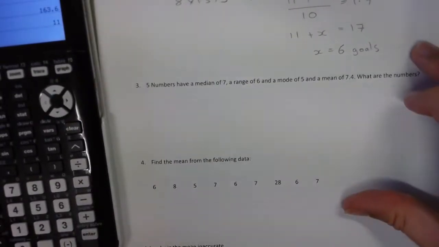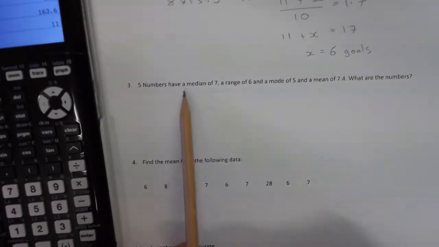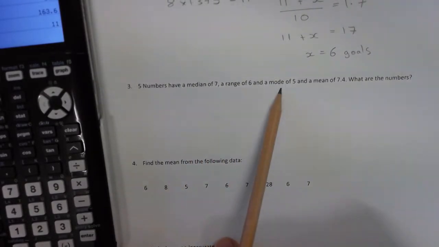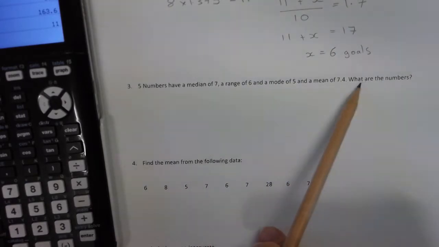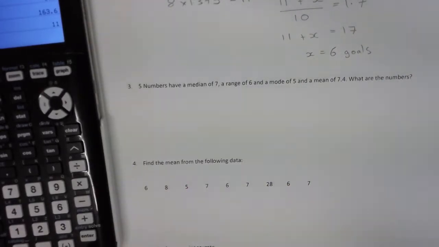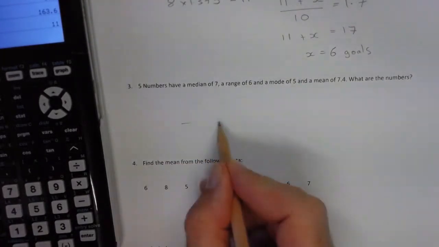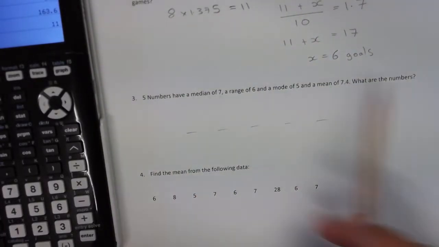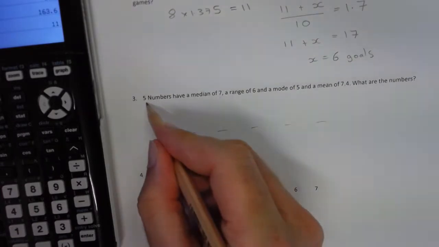Number 3. Oh, I like these questions. 5 numbers have a median of 7, a range of 6, a mode of 5, and a mean of 7.4. What are the numbers? Now when you're doing a question like this, 5 numbers, 1, 2, 3, 4, 5, I always work out where they're going to be.